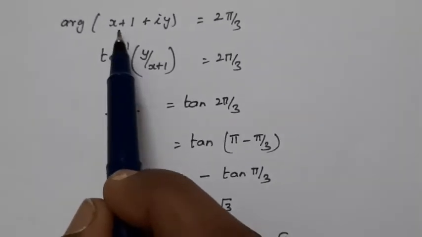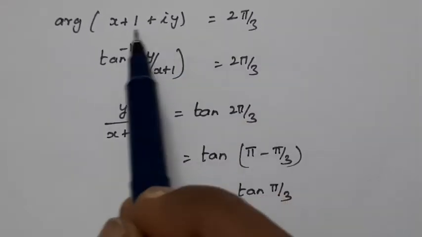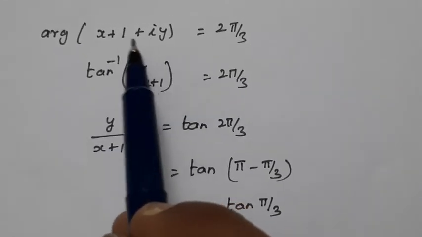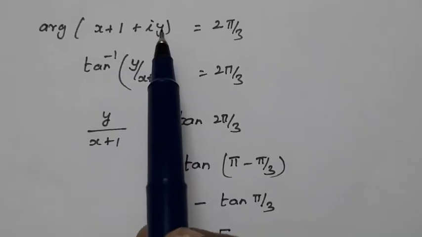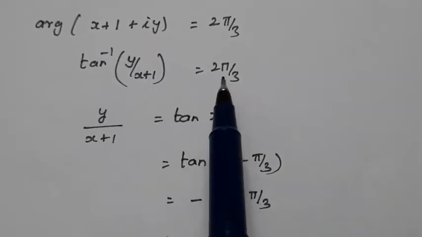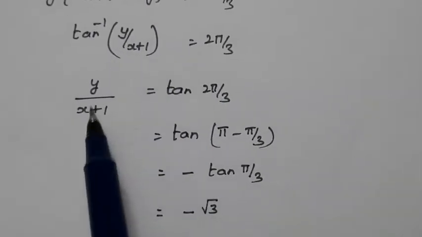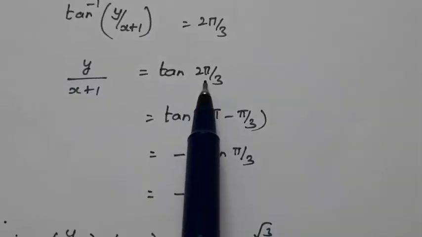That is, the argument of x plus 1 plus iy is equal to 2 pi by 3, on substituting z as x plus iy and grouping the terms. And how will you obtain the argument? Tan inverse of imaginary by real, y by x plus 1, equal to 2 pi by 3. So what is y by x plus 1? That is equal to tan of 2 pi by 3.